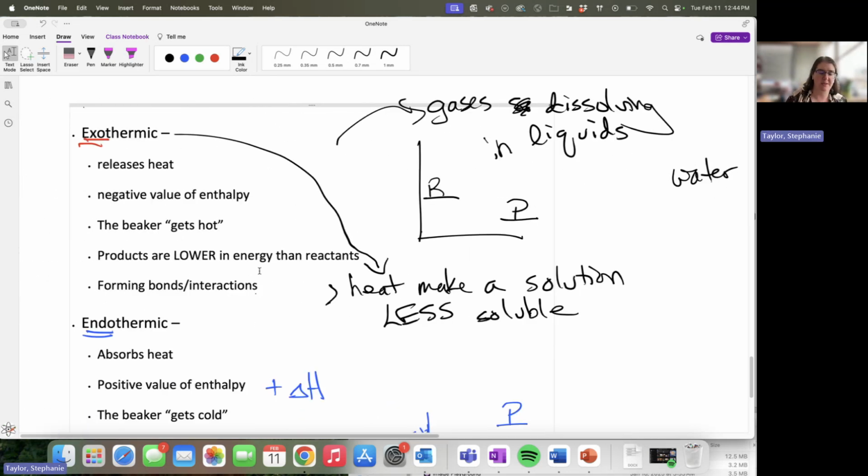Actually, not this last one. The forming bonds or interactions, this is one that does not have to happen in order for it to be an exothermic reaction, but if you are forming interactions, then it is exothermic. So not all exothermic reactions have bonds being formed, but if you are forming bonds, that particular action is exothermic. To say everything correctly. So hopefully that helps.